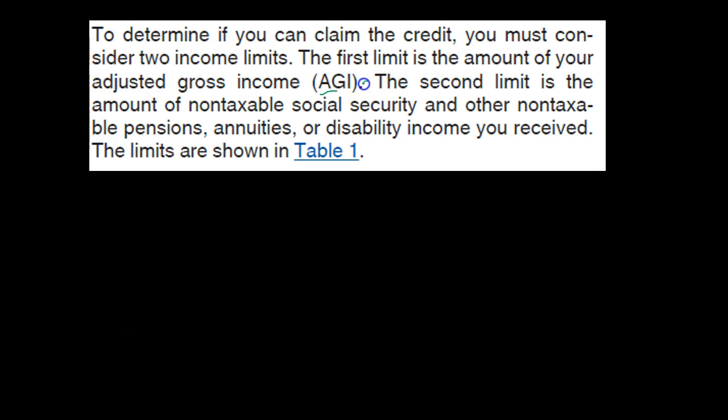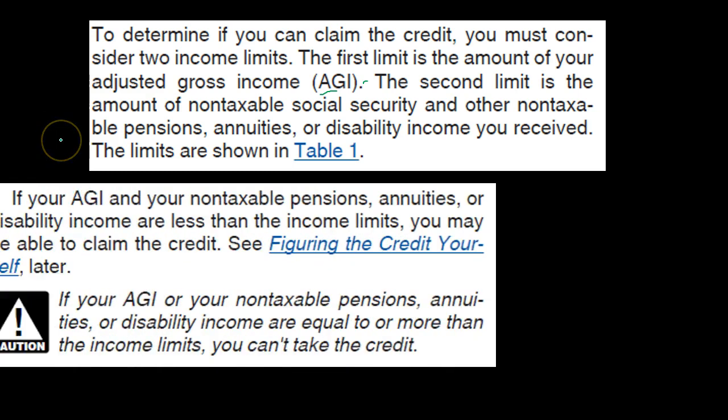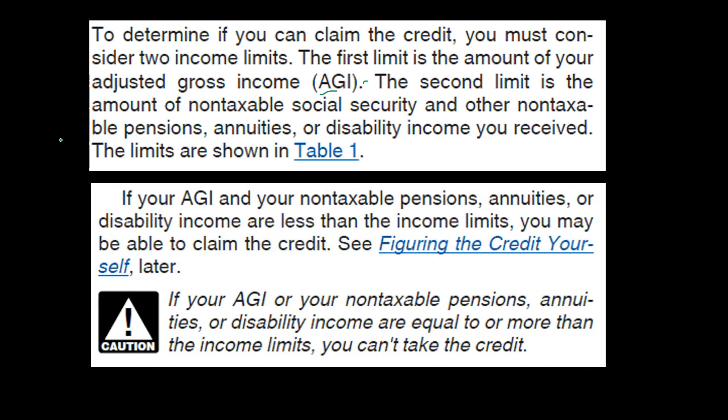Back to the text. The second limit is the amount of non-taxable Social Security and other non-taxable pensions, annuity, or disability income you received. The limits are shown in Table 1, which we will see shortly. If your AGI and your non-taxable pension, annuities, and disability income are less than the income limits, you may be able to claim the credit. See figuring the credit yourself later. We'll see that later. Caution, if your adjusted gross income or your non-taxable pension, annuities, and disability income are equal to or more than the income limits, you can't take the credit.